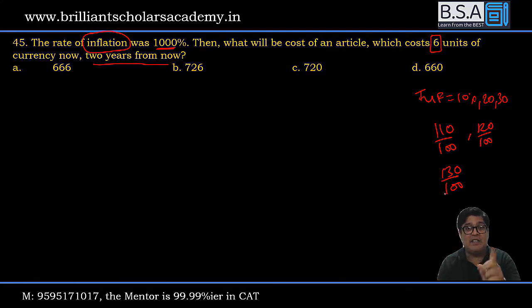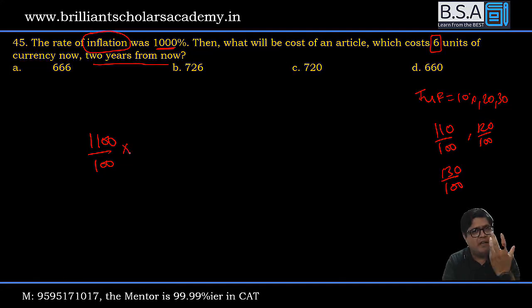How much is the inflation? 1000. So what will you write in the numerator? You will write 1000 plus 100, 1100 upon 100. That is the first year. Second year, whatever increase is there, you add it to 100. So 1000 plus 100, 1100 upon 100. You multiply the two percentage changes to the cost of 6 units. 0, 0 cancel, 0, 0 cancel. 11 into 11 into 6. 11 into 11, 121 into 6.